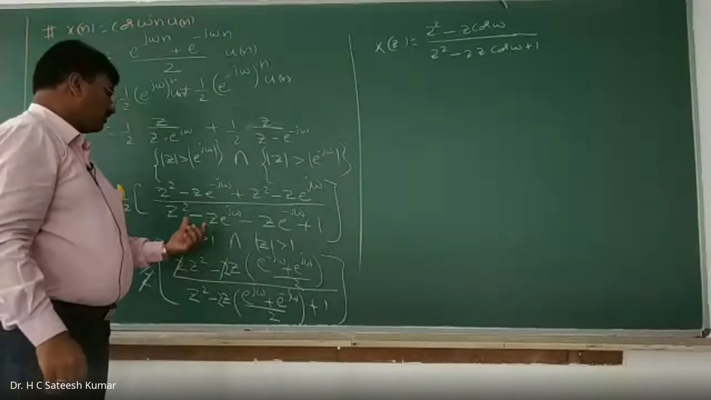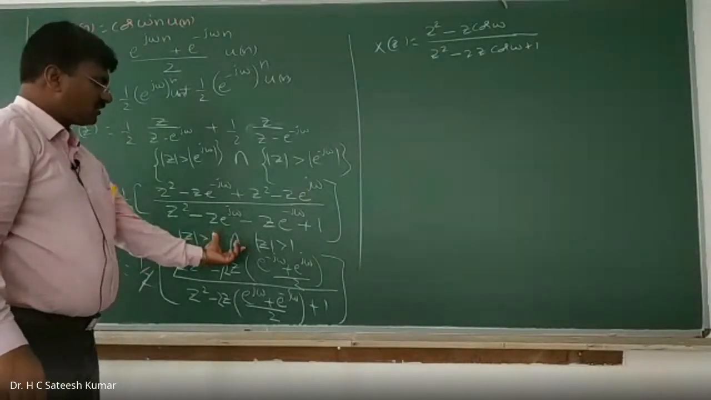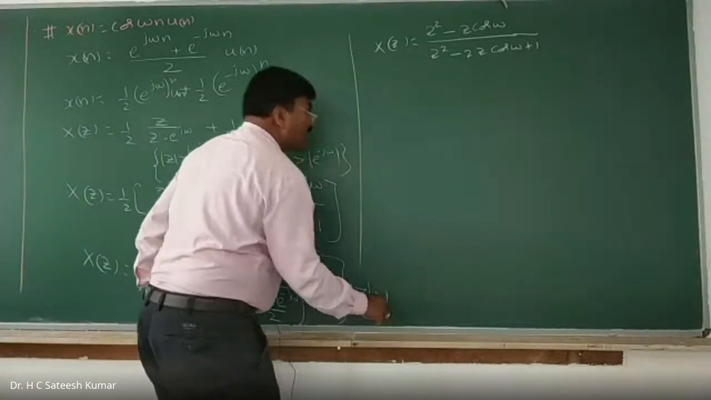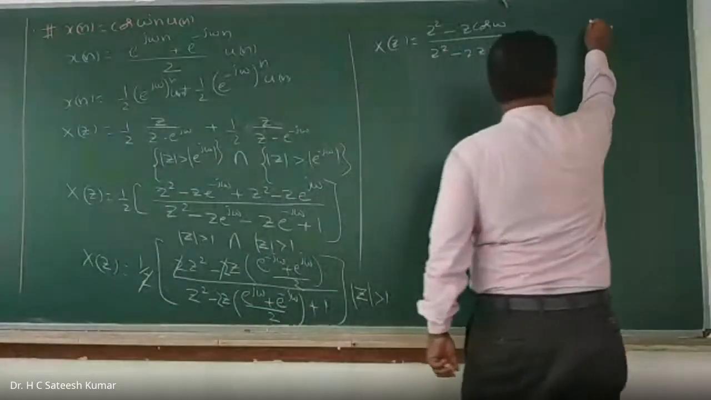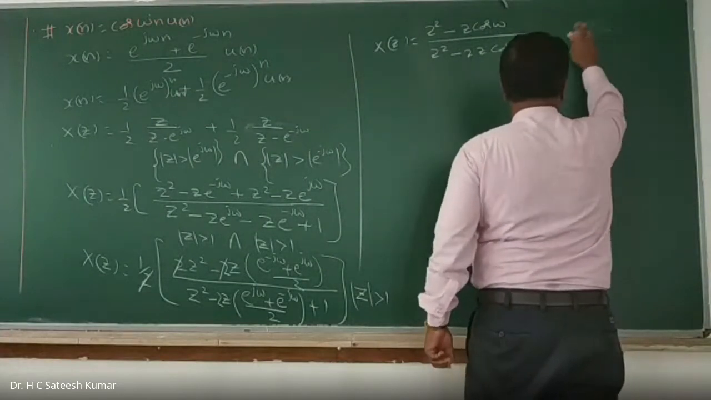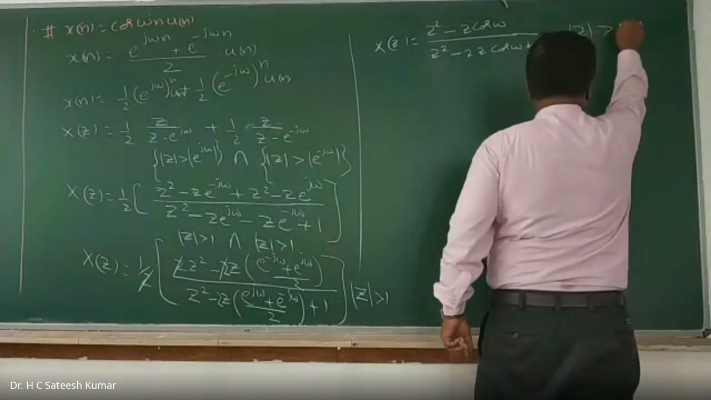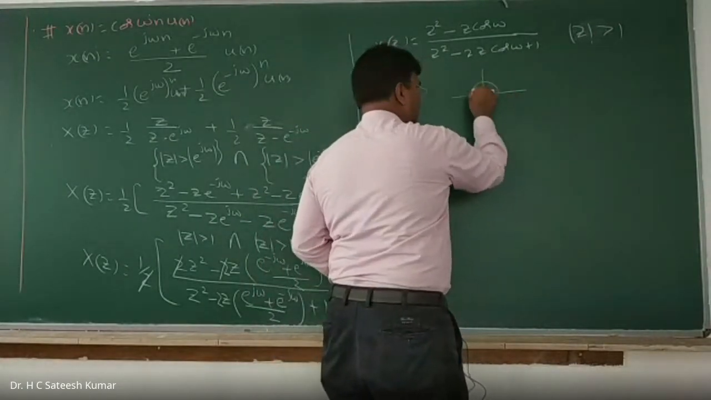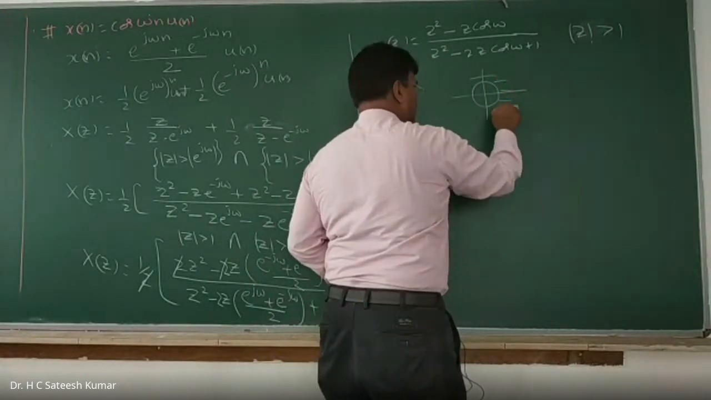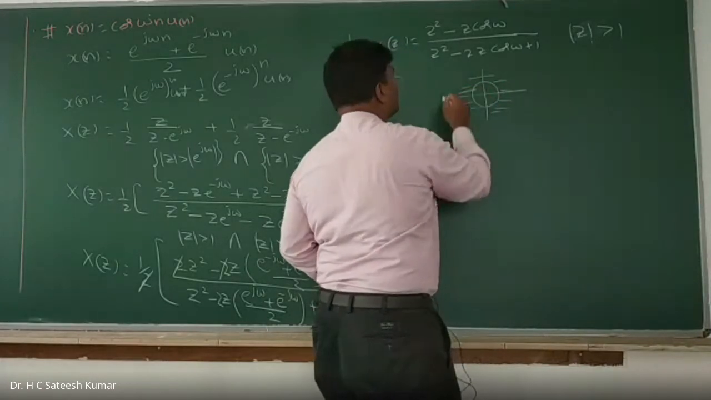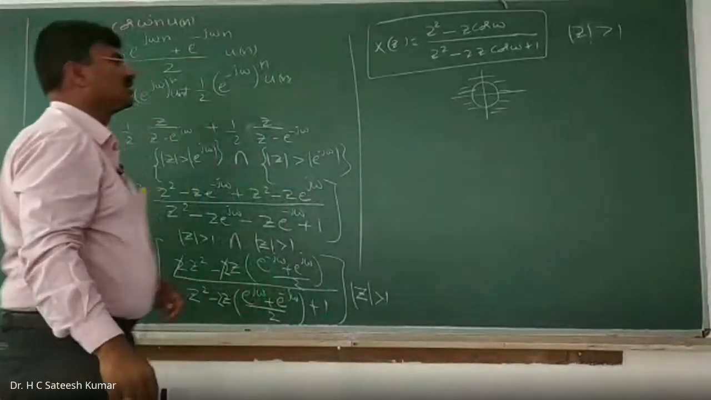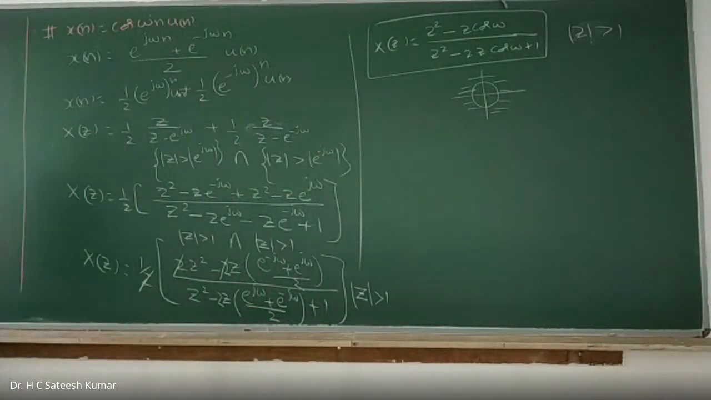Okay, ROC is what? Mod z greater than 1, intersection with mod z greater than 1. What will you get? The common area between those two is what? Mod z greater than 1. So therefore, mod z greater than 1. So sketch the ROC. What will you get? Greater than 1, you will get it outside. That's it. So this we can use as a standard relation, with ROC mod z greater than 1. Right? Next, we shall go for x of n is equal to sine omega n.